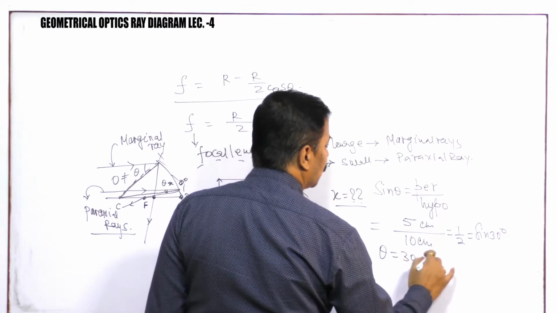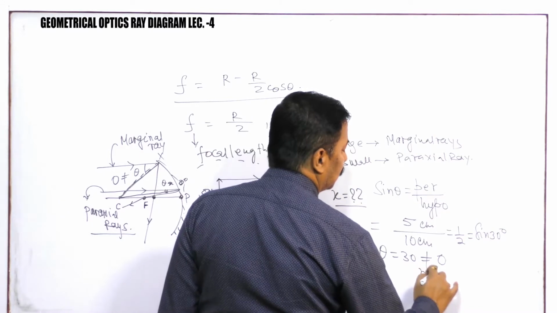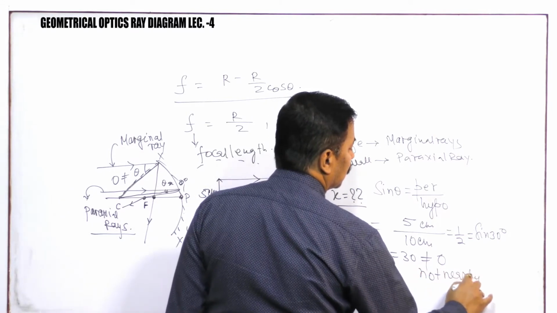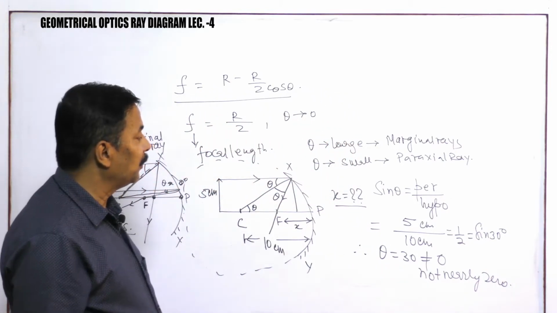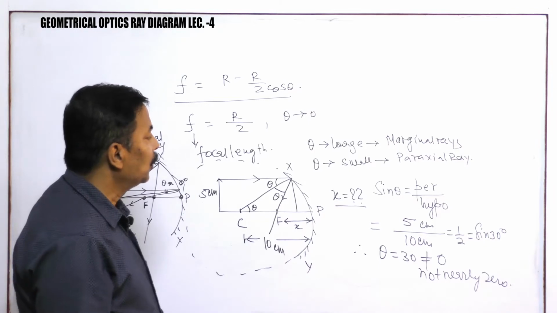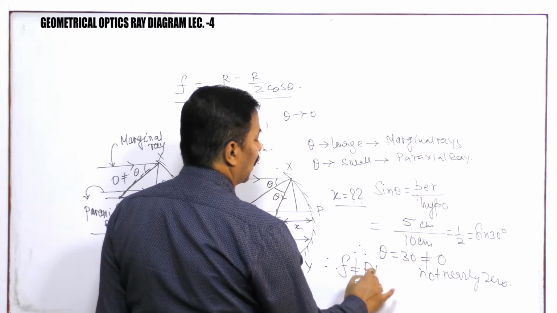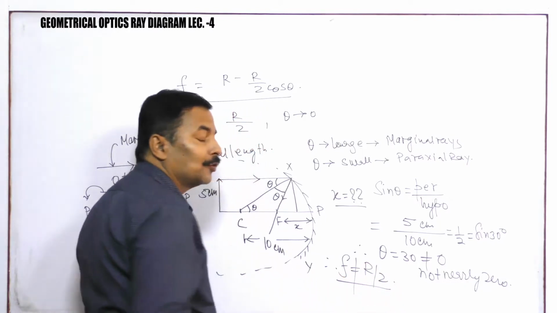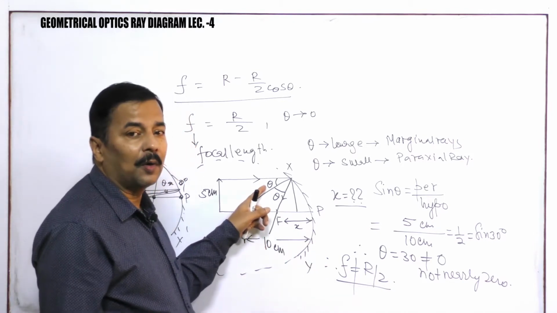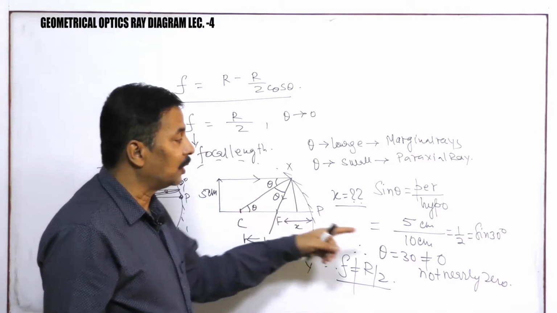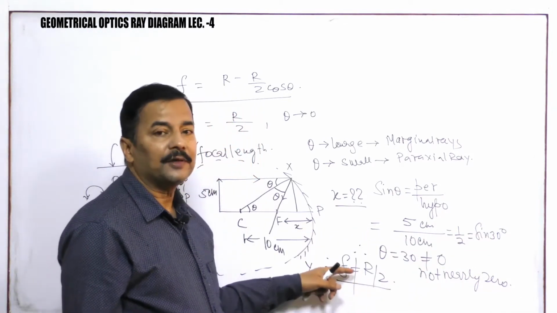This is not equal to 0, not nearly 0. So what we have to do? Can we use the formula f is equal to r by 2? So therefore f is not equal to r by 2. Why? F is equal to r by 2 is valid for paraxial rays where theta is small, and here theta is not small, it is 30 degree. So we cannot use this formula.